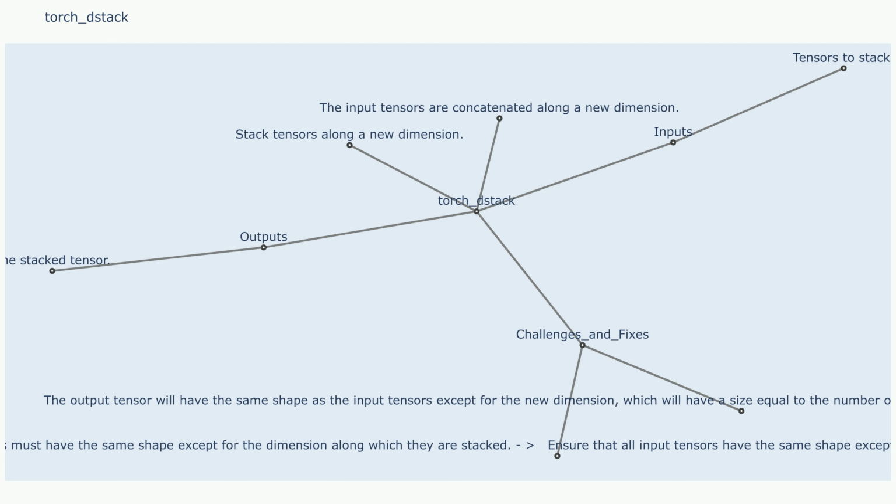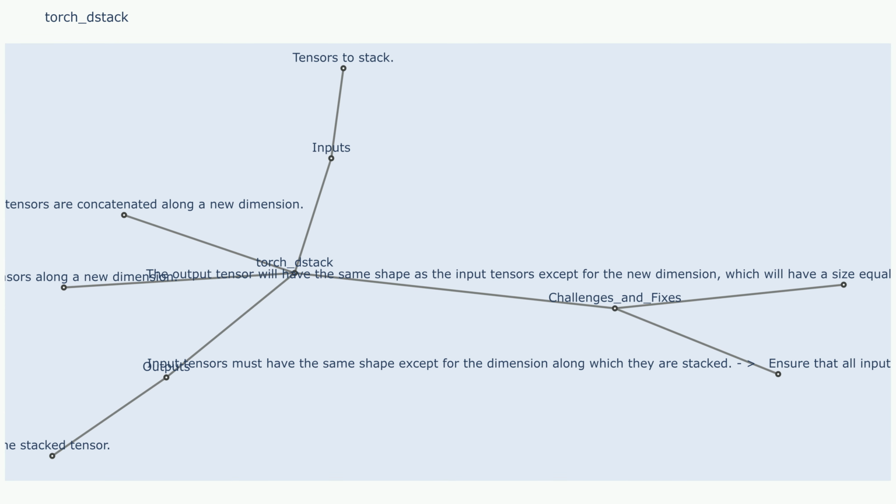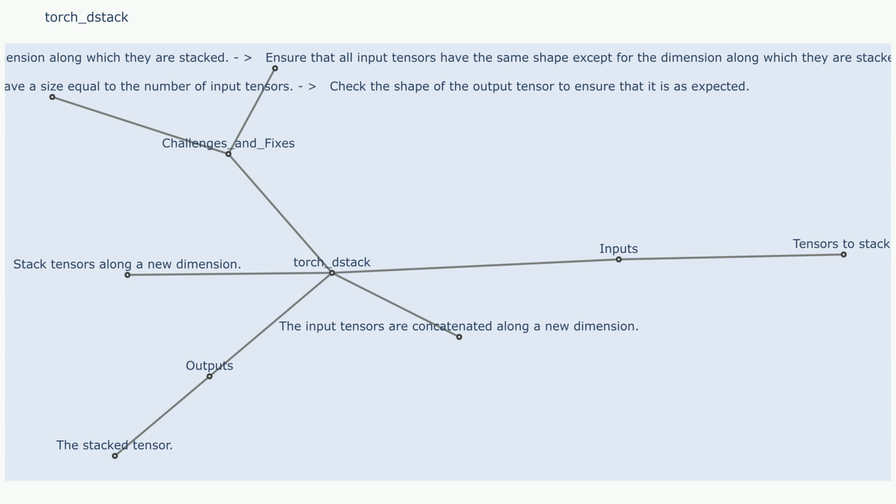torch.dstack. Description: the torch.dstack function stacks tensors along a new dimension, the third dimension, or the depth dimension in PyTorch. This is useful when you have multiple tensors that represent different slices or views of the same underlying data. Inputs: Input 1, tensor 1.